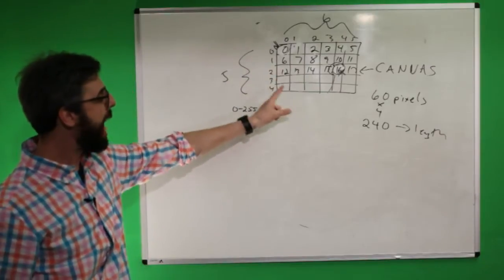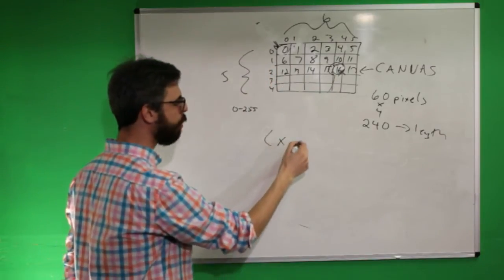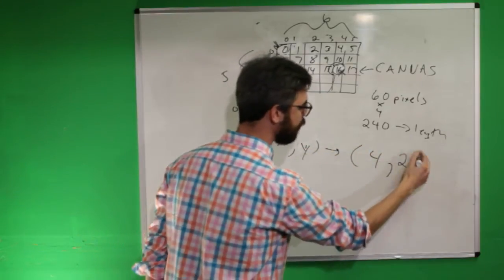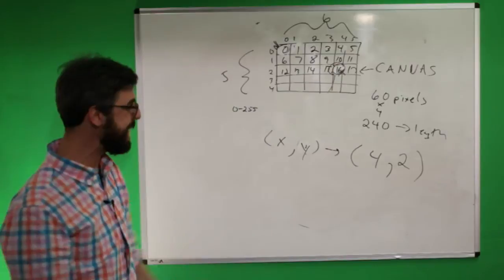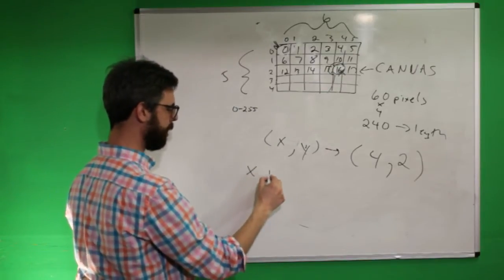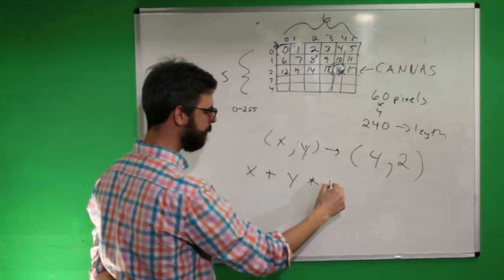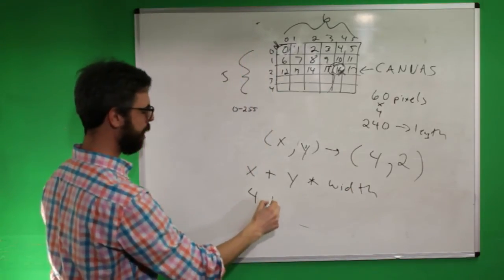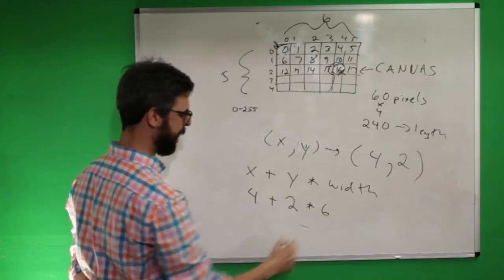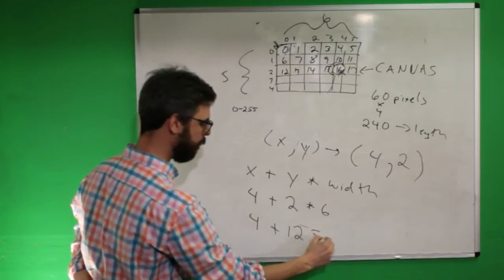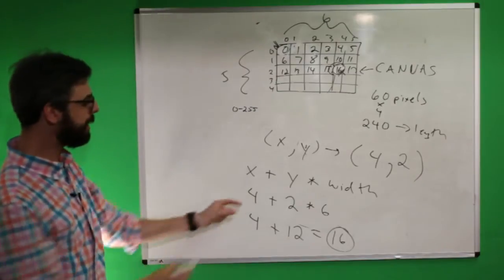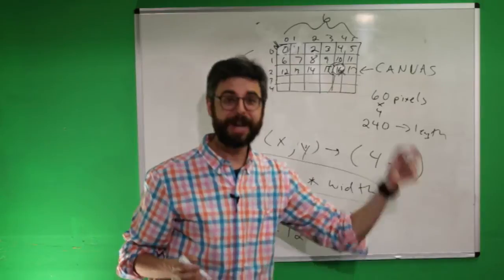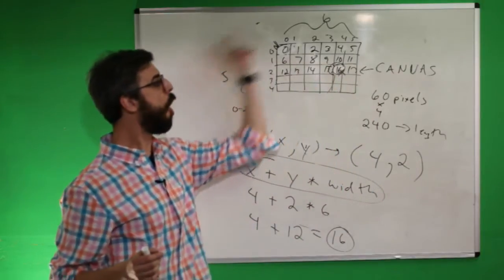So if I know the x, y coordinate on the screen, something like the coordinate 4, 2, I can get that number 16 by saying x plus y times width. Or 4 plus 2 times 6, or 4 plus 12, which equals 16. So this is the formula for getting the number pixel it is on the screen.